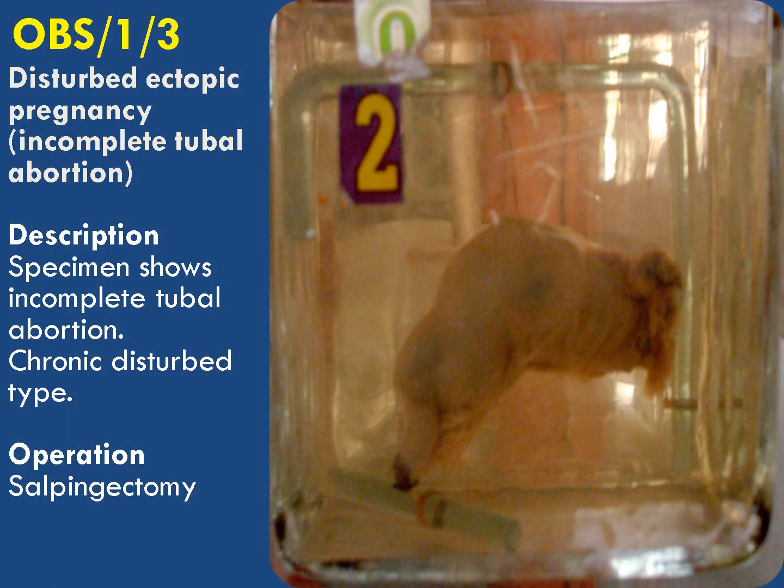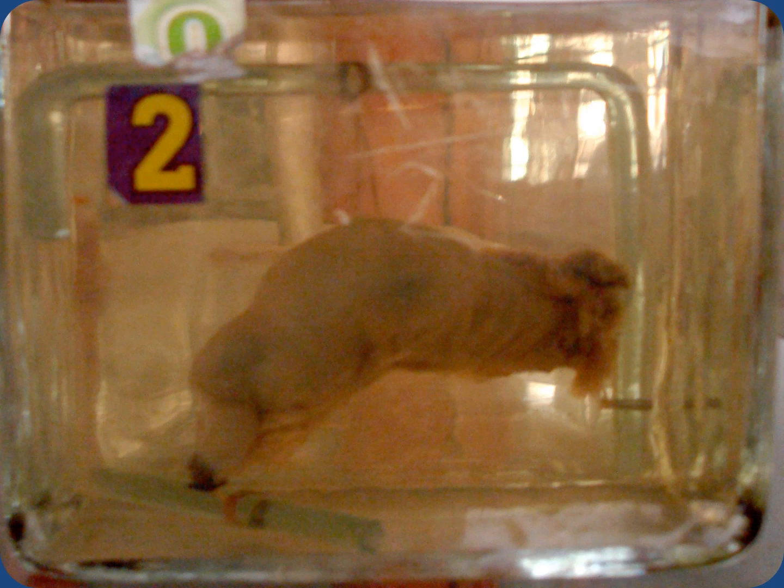This jar represents another case of incomplete tubal abortion. The specimen is removed by salpingectomy, and the fallopian tube shows incomplete tubal abortion, but chronically disturbed. This is the full screen picture of the previous jar. The tube is swollen, showing a retort-shaped structure.